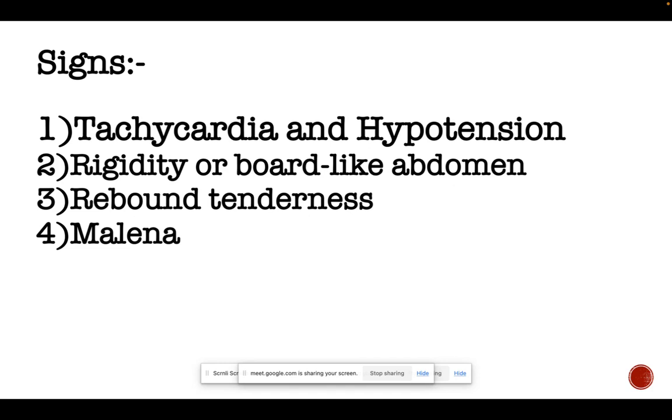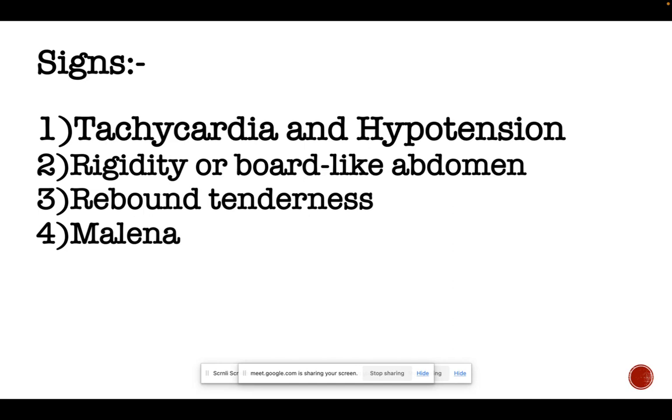Next is rigidity or board-like abdomen. The abdominal muscles become rigid and tense due to inflammation and irritation caused by perforation. Rebound tenderness: when pressure is applied and then suddenly released on the abdomen, there is a sharp increase in the pain, which is known as rebound tenderness. And the last one is melena.